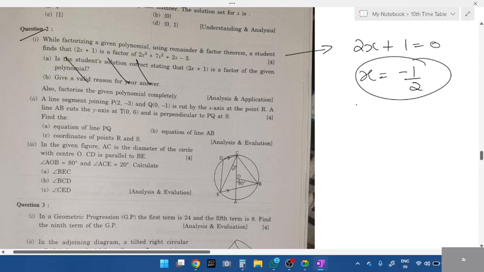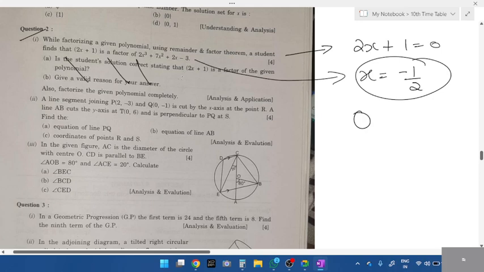Long division method. See, first find the value of x. Okay, find the value of x. 2x plus 1 is a factor. If it is a factor, what will be the remainder, students? Remainder should be 0. Which means once you factorize this, once you substitute the value of x, you should get 0.